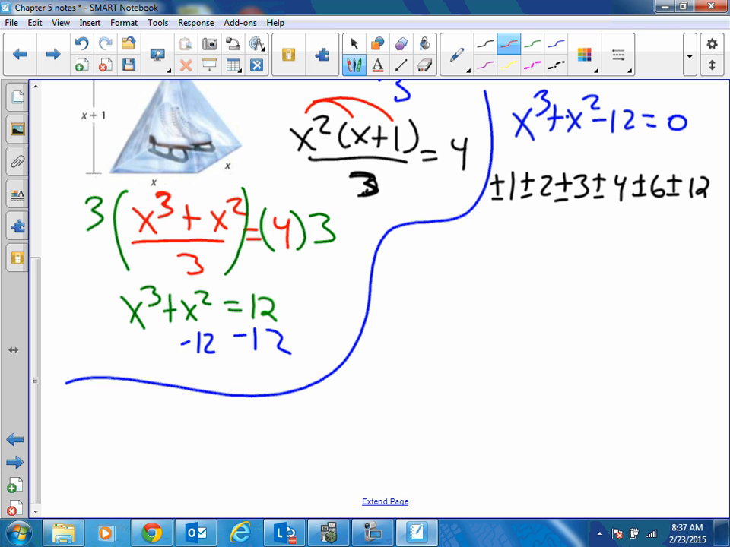So let's just use the positive ones, and I can narrow down a list of ones we have to guess and check if we did not want to use a graphing calculator. Okay. So let's pick one, because we know it's got to be positive.